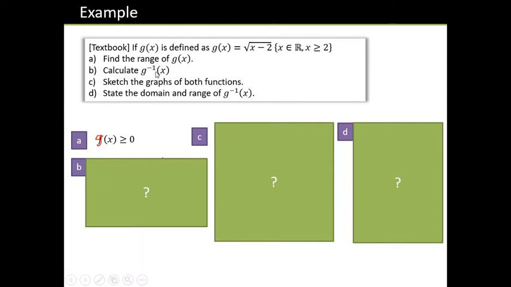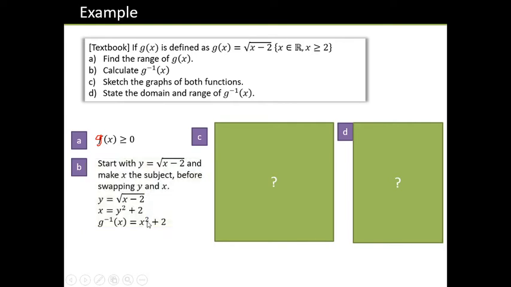Calculate the inverse function. Well, you might want to pause and have a go at that. What's the inverse function of g of x going to be? I'm going to use the strategy we looked at before, so I'll write y is equal to the square root of x minus 2 and rearrange it. Rearranging, I get x equals y squared plus 2, and then I swap my x for my g minus 1 of x and my y for x there.